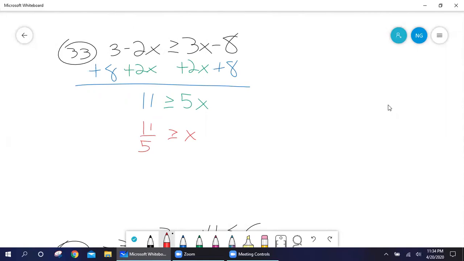So I get, now if I read this correctly, this is saying x is less than or equal to 11/5. So that means things that are smaller than or equal to 11/5, if you think of it in terms of a number line. In interval notation, this would mean negative infinity to 11/5, bracket on 11/5.